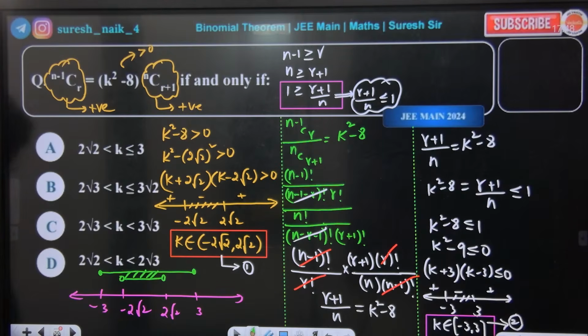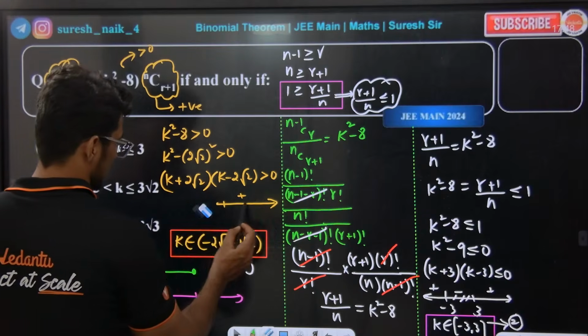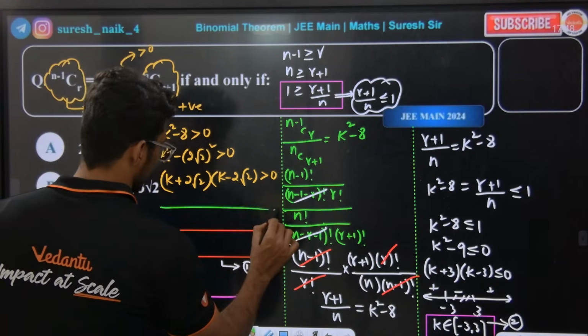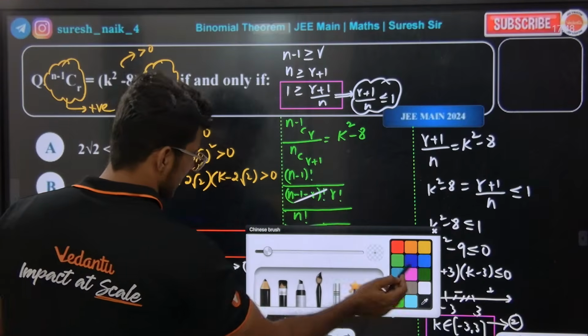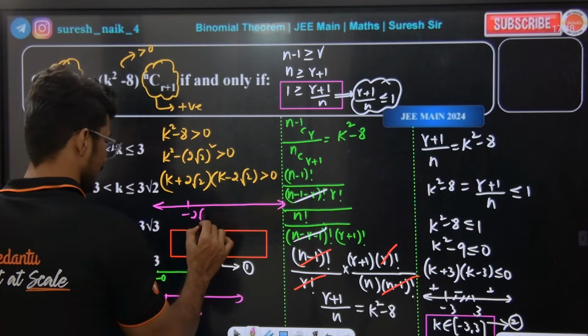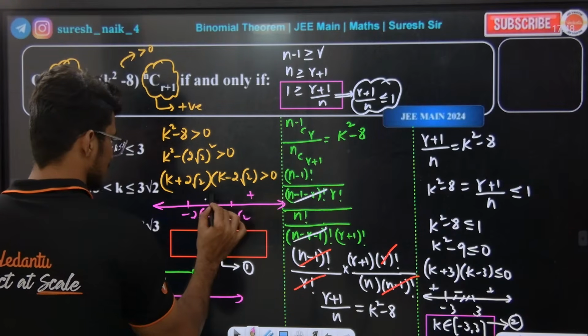I think I made some mistake. What mistake? Greater than 0. Oh my god. Yeah, greater than 0. I selected it wrongly. Listen to the class. Greater than 0, what does it mean? Everybody listen to the class, guys. My bad. Just a minute. It is greater than 0. Plus, minus, plus.